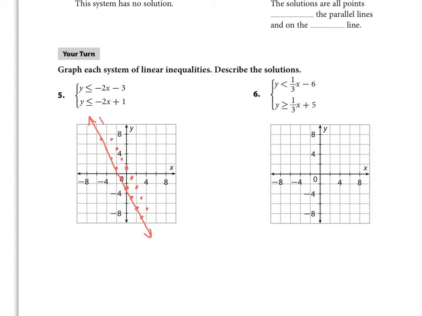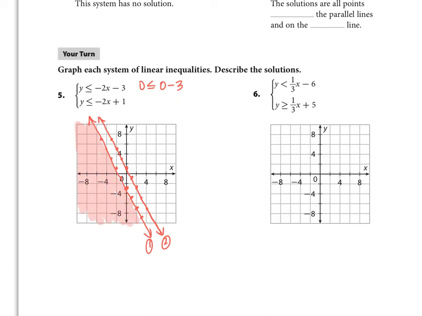And you know what? I forgot the shade, so let me do that for both of them. The one on the left was my first line. The one on the right was my second line. If I test a point, is 0 less than or equal to 0 minus 3? That is a false statement. So for the first line, I want to shade everything to the left, because 0, 0 is not a solution. That's a false statement.